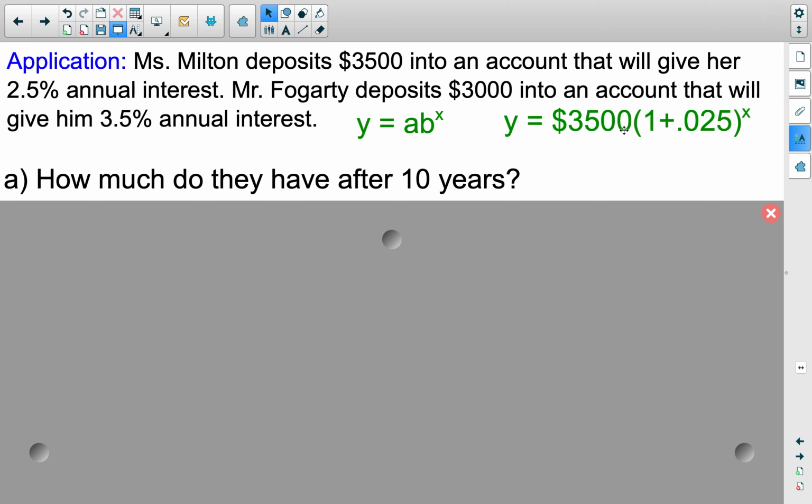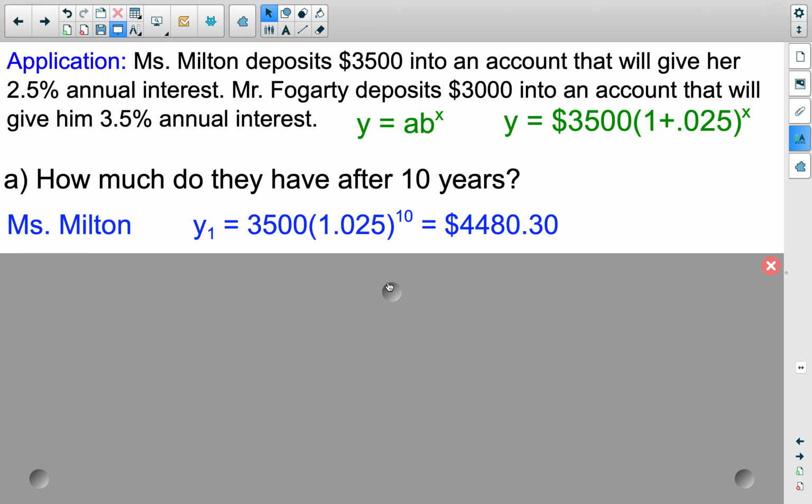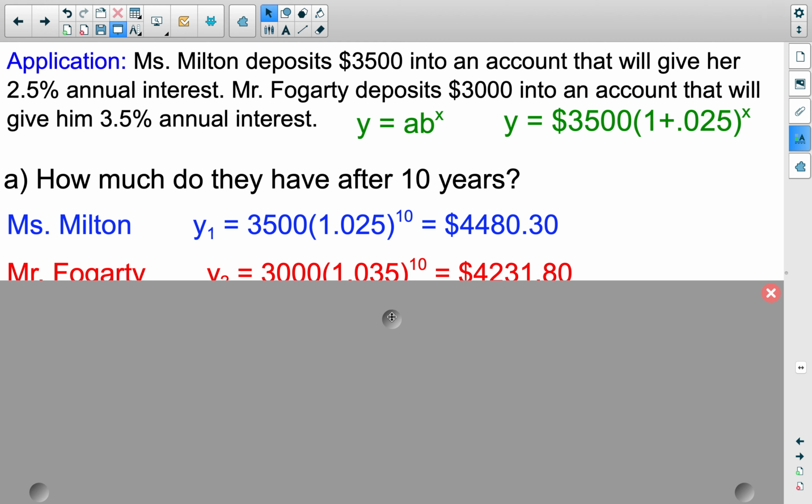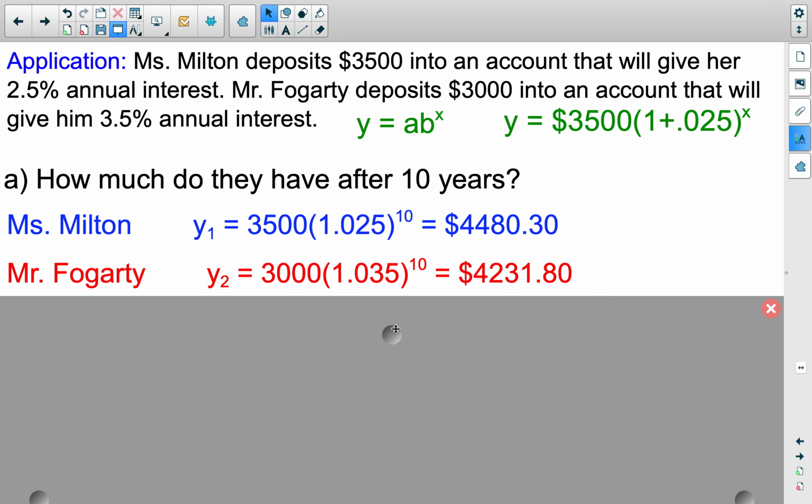2.5%. So this is how her function will look. And then X is your time. So for Miss Milton, I would just put 10 years in for her equation. So hers would look the same, but I replaced the X with 10, and she, after 10 years, would have $4,480.30.